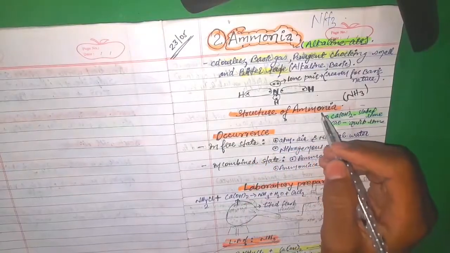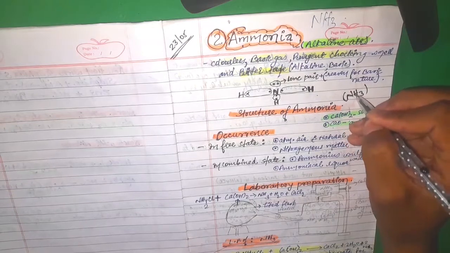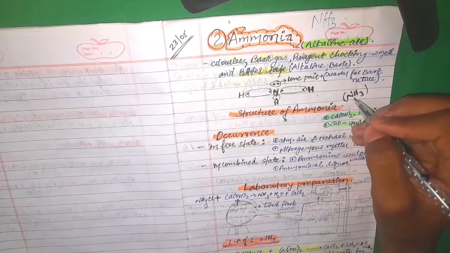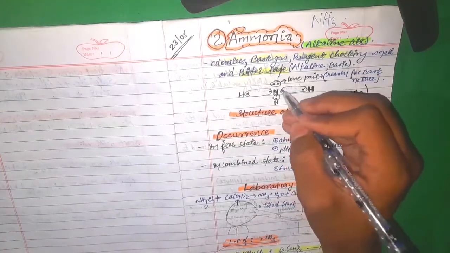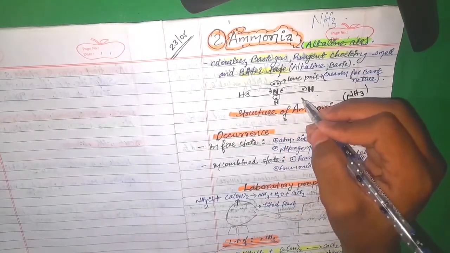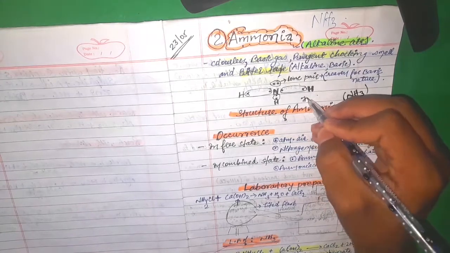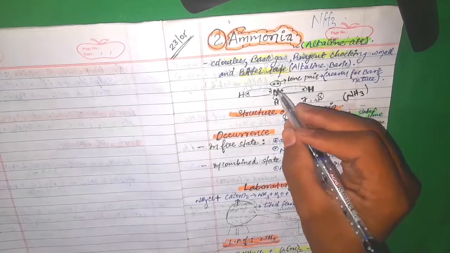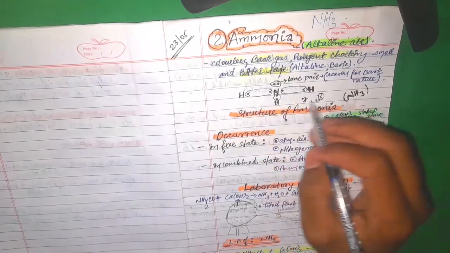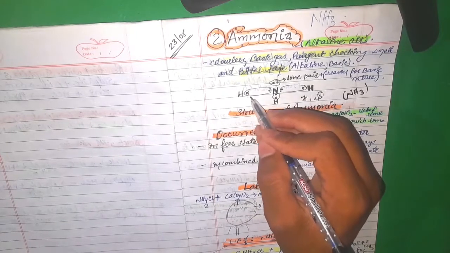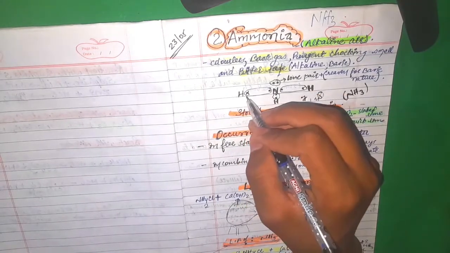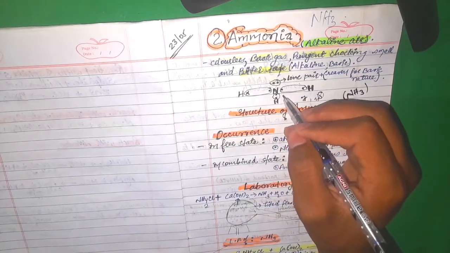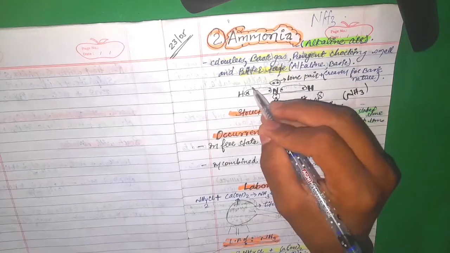Now the structure of ammonia, that is NH3. Its formula is NH3, so nitrogen is 1 and hydrogen is 3. Nitrogen's outer valence shell has 5 electrons because its atomic number is 7, so it will have 5 electrons in the outer valence shell, and hydrogen has one electron in the outer shell only. So hydrogen needs 1 more to get stable and nitrogen needs 3 more to get stable. So hydrogen and nitrogen will share with each other.